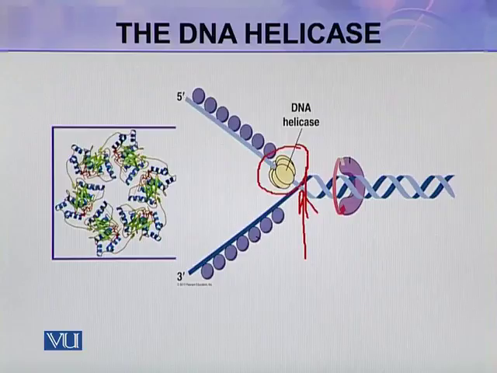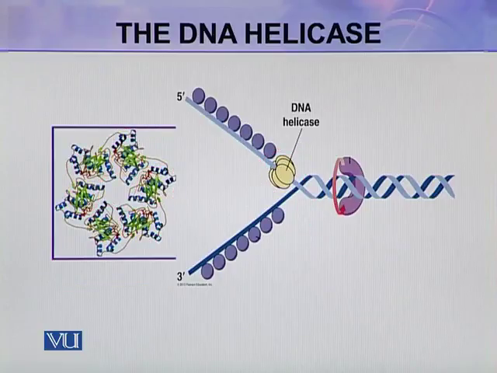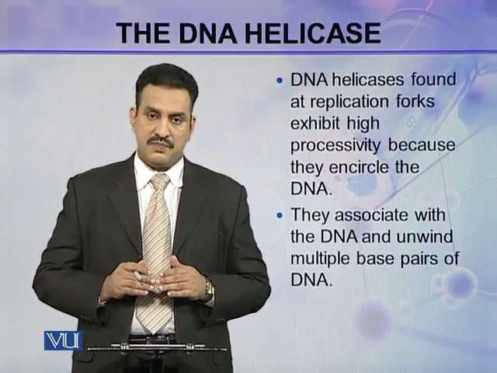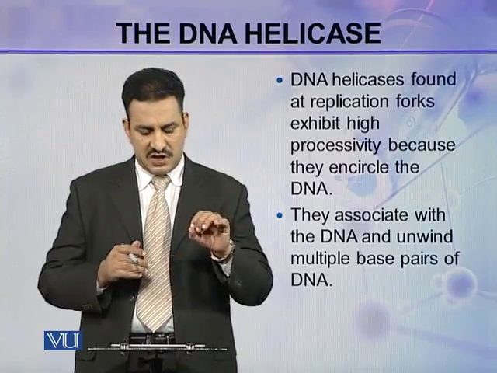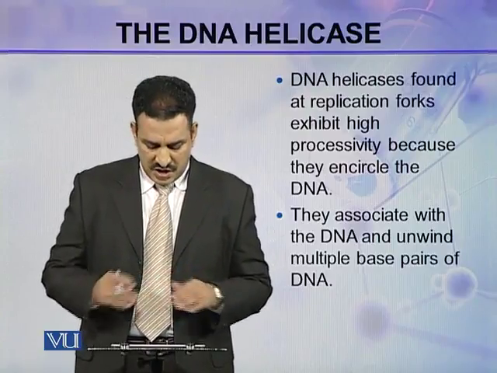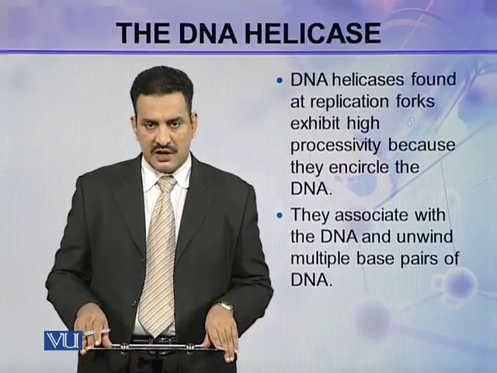And if you see the three-dimensional structure of this DNA helicase, you can clearly see there are 6 domains or 6 subunits in this protein. So this is a hexameric protein, and it is present in the form of a ring. DNA helicases found at the replication forks exhibit high processivity because they encircle the DNA. They associate with the DNA and unwind multiple base pairs of the DNA, which means they have a high processivity.